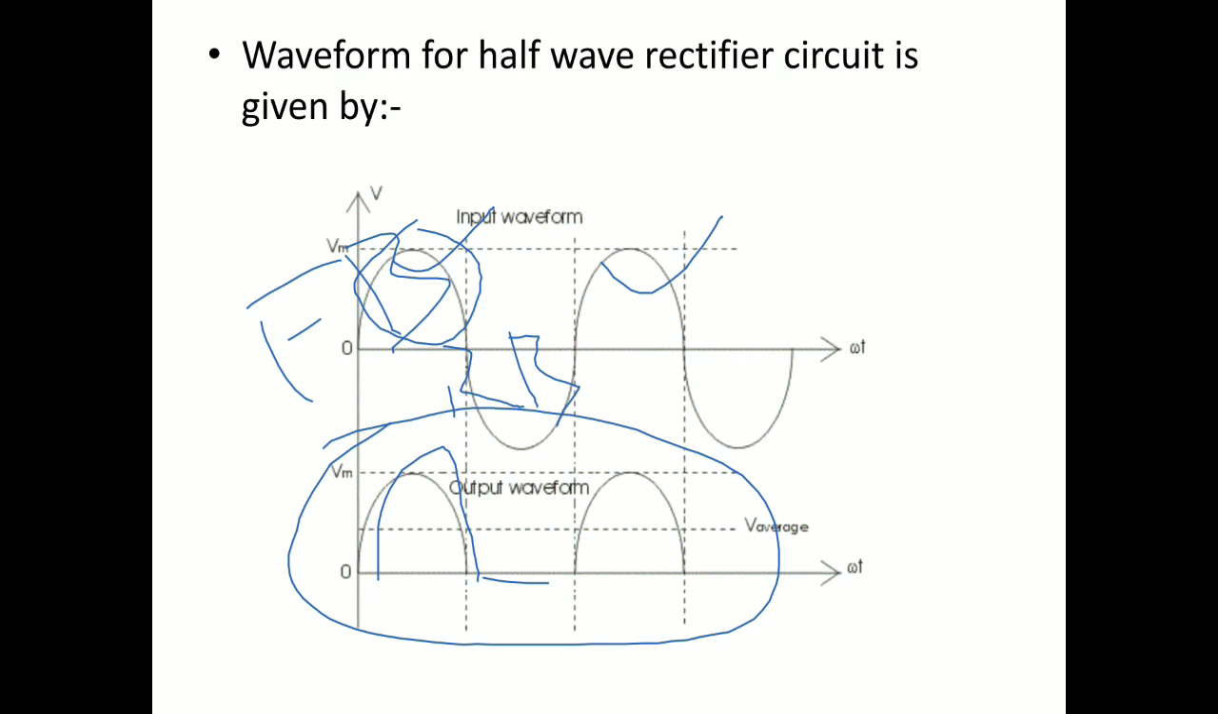That means you are getting output only in half cycle of the input quantity. That is the reason this type of circuit is called a half wave rectifier type circuit.